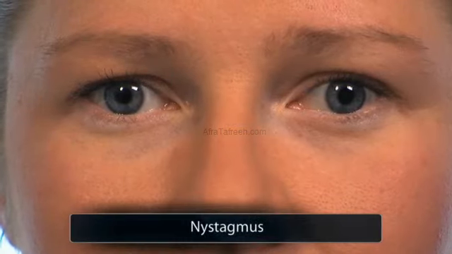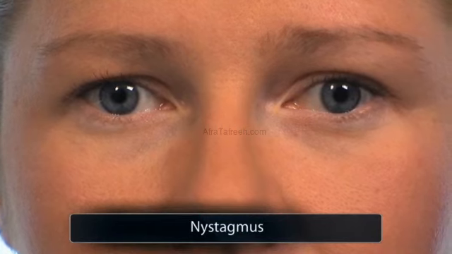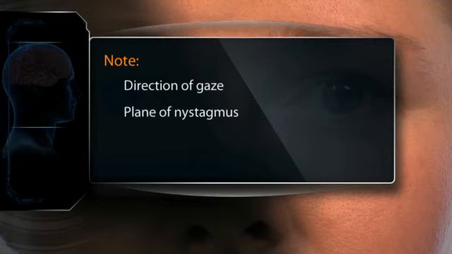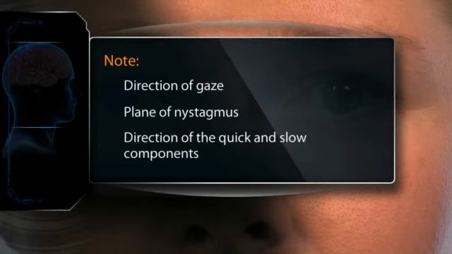Identify any nystagmus, an involuntary jerking of the eyes with quick and slow components. Note the direction of the gaze in which it appears, the plane of the nystagmus, horizontal, vertical, rotary, or mixed, and the direction of the quick and slow components. Note that nystagmus is named for the direction of the quick component. For example, right gaze nystagmus. Ask the patient to fix his or her vision on a distant object and observe if the nystagmus increases or decreases.